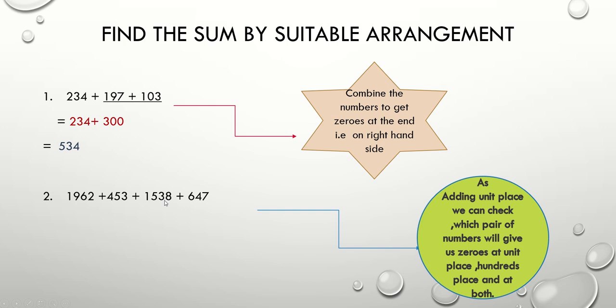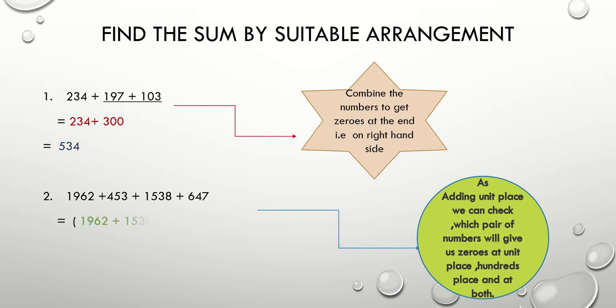I will combine 1538 and 1962 because I want to take advantage of zeros at the unit place or hundreds place. Look here, 8 plus 2, that will give you 10. 1 would be carried over to the next. Now check the other number. 6 plus 1 would be 7, and the hundreds place of this is 3. 7 plus 3 again 10. Again I will get 0. So my target is to get so many zeros at the extreme end, that is on the right hand side.